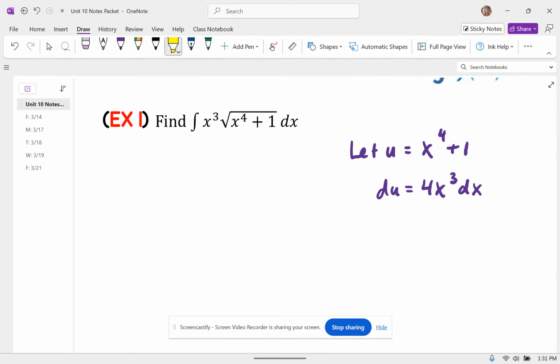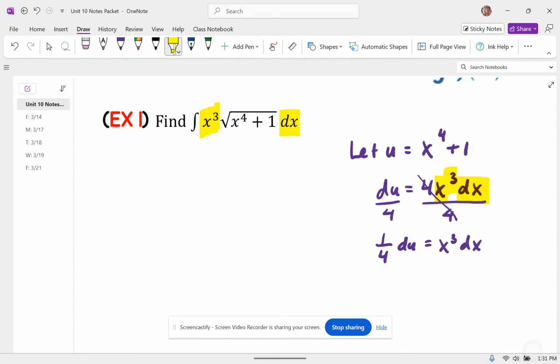x cubed. Okay, that's one of them, right? What else do you see? dx. Yeah. What about that 4, though? Nah, that 4 is not there. So let's divide both sides by 4. Remember, you can pull a constant out of an integral, no problemo.